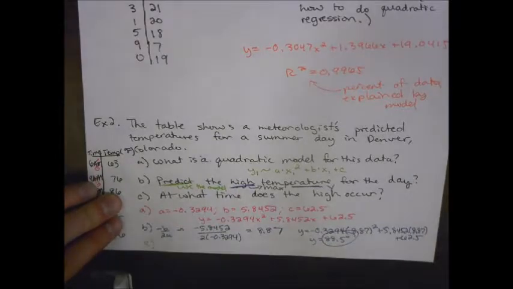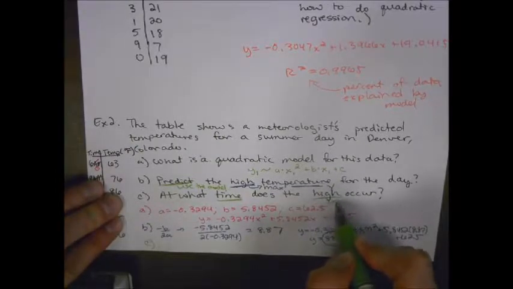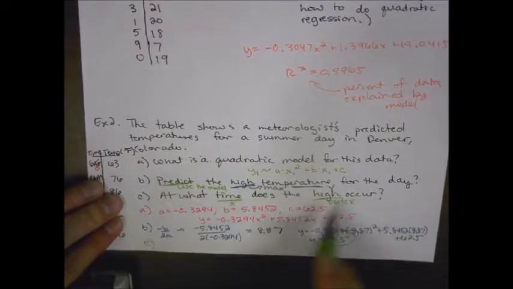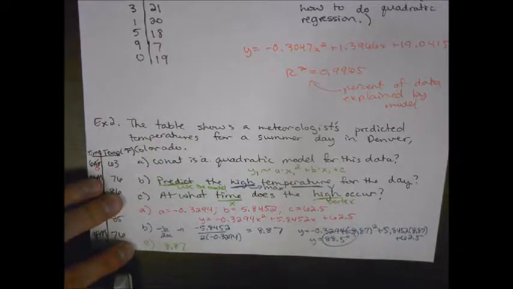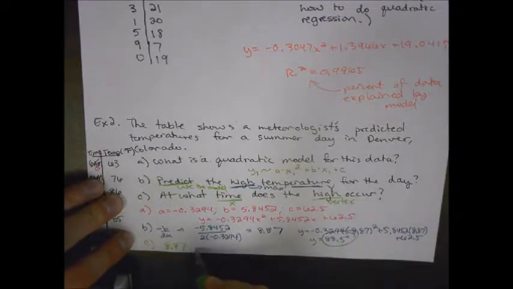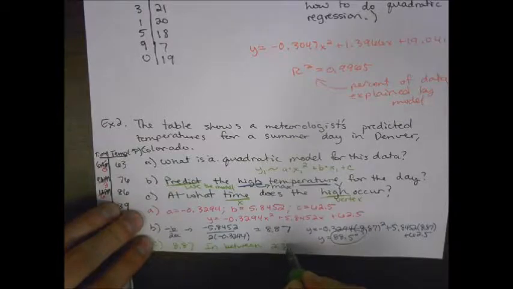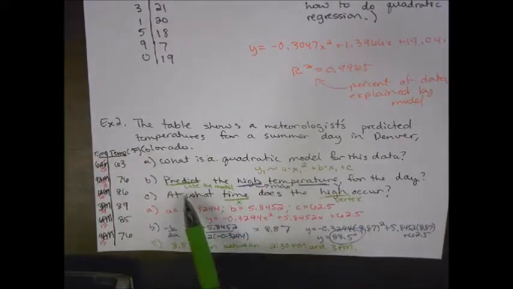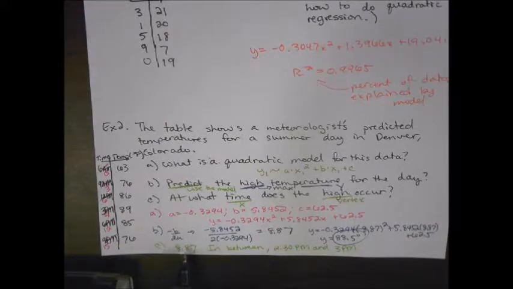Let's go ahead and look at C. At what time does the high occur? Time high. High means vertex. Time is our x. We already have that. That's at 8.87. And so this is going to be in between, let's look back. 3 is 9, so that's close to 9. So in between 2:30 p.m. and 3 p.m. We don't need to be exact because we're just predicting. But you do need to go from the 8.87 to a time because we were originally given our information in time.